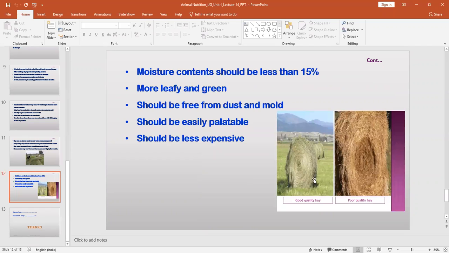This is the good quality hay, and this is the poor quality hay. You can see in the photographs these large voluminous bales prepared by the baler machine, and the moisture content should be less than 50%. That is the good quality hay, with more leafy and green material. It is good quality for storage if moisture content is less than 15%, and then there is no chance of contamination and growth of the mold.